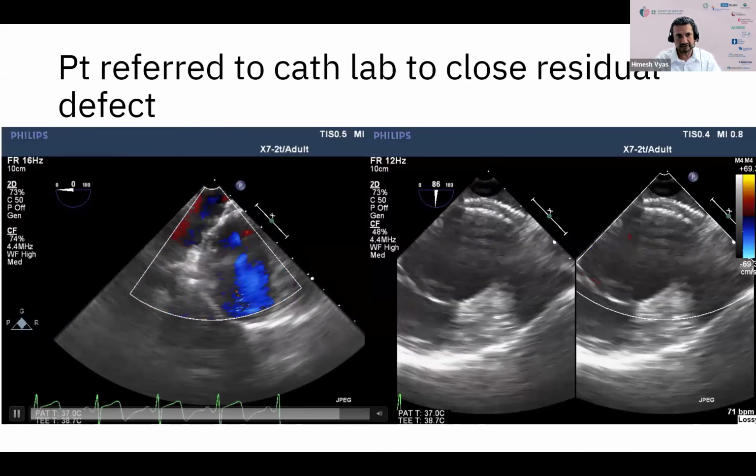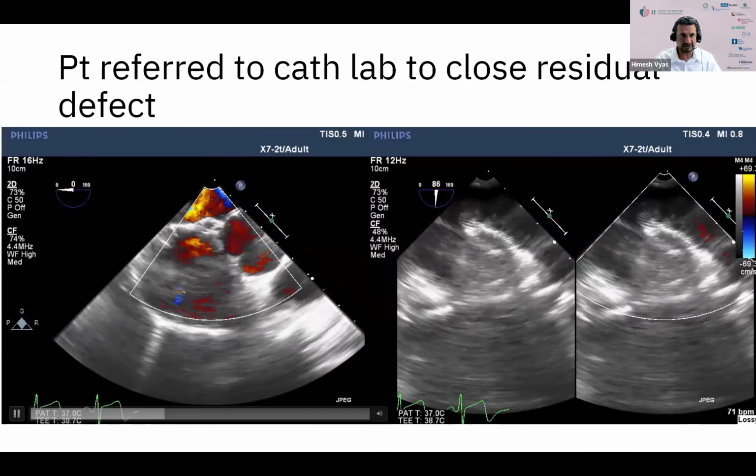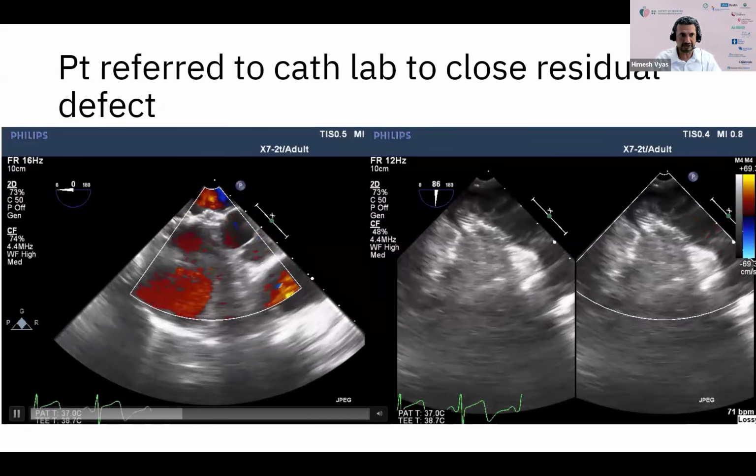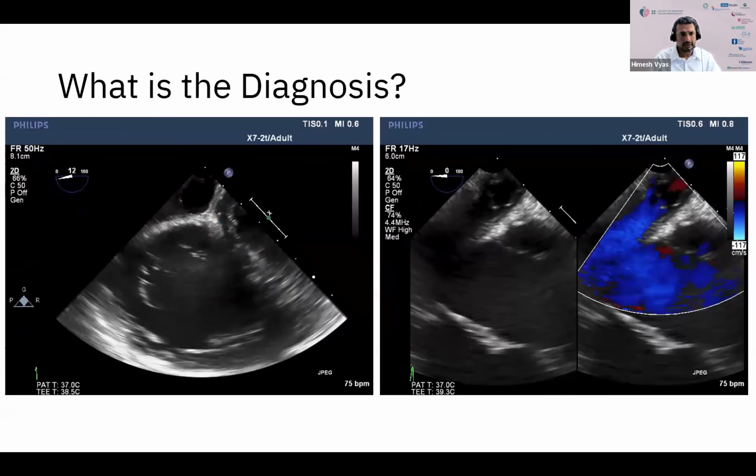The device from the short axis view looks pretty good. There's no anterior shunt. There's no shunt posterior to the defect. From the bicaval views as well, that device looks pretty well positioned with nothing adjacent to the device as we had suspected. So what is the diagnosis?